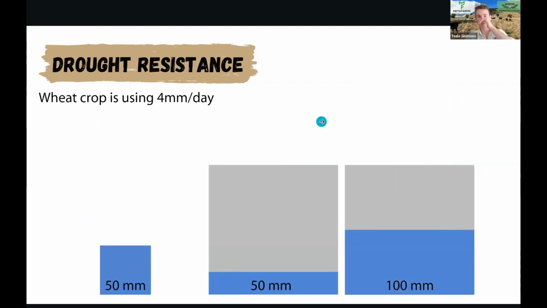Using that same example as before, say we've got a wheat crop growing and it's using 4 mils a day. These first two examples are going to run out of water in 12.5 days, but our other example is going to have 25 days before it needs a top up. If your farm can last essentially twice as long as your neighbors, that's a very, very useful thing to have.